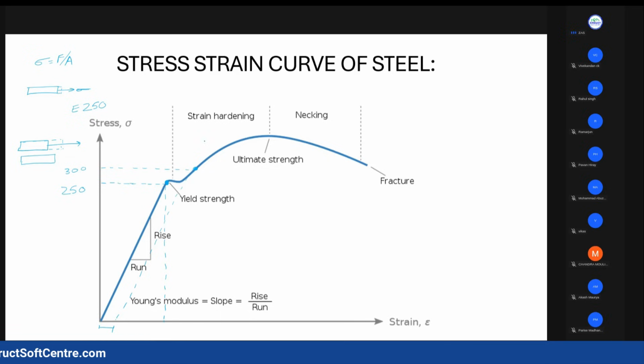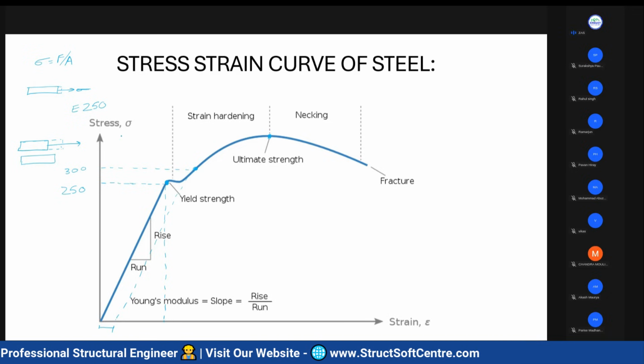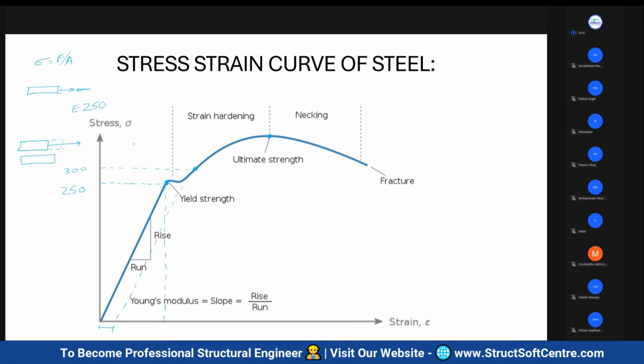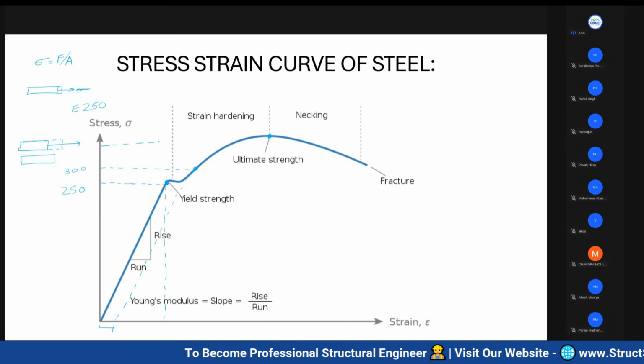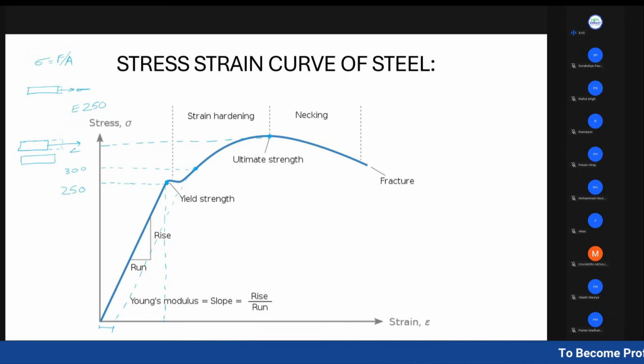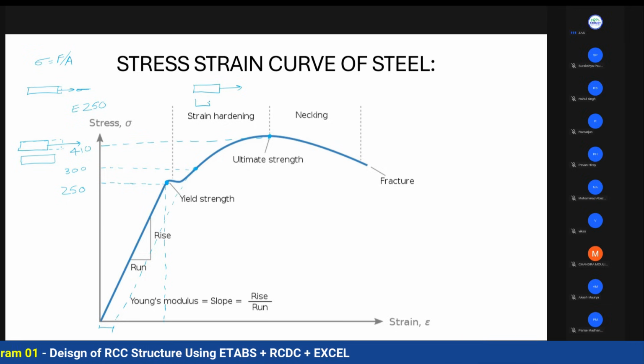Okay. And there will come a point which will be the ultimate strength of your member. Beyond this, your member will not be able to take the force. So this point is called the ultimate strength. And right now we have seen the ultimate strength of E250 is 410. So beyond 410, if this is the member, you go on increasing the force. After 410, this will just break.